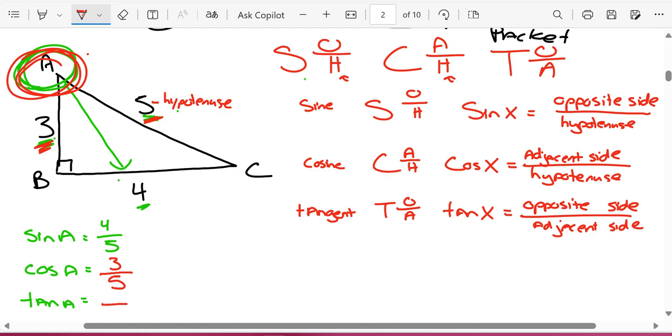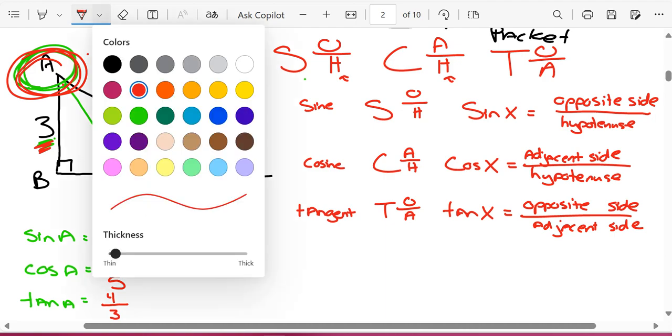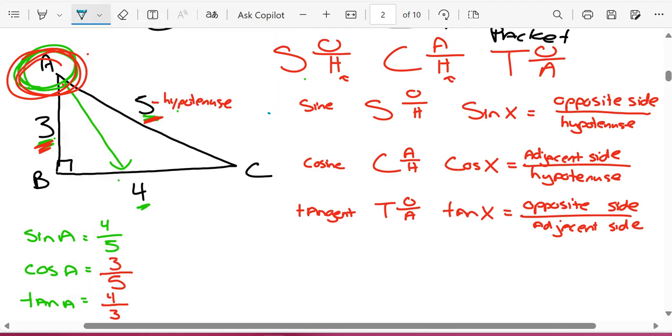And then our last trig ratio for this one, tangent of A, is opposite over adjacent. So again, opposite angle A is 4 and adjacent is 3. So these are our first 3 trig ratios we're practicing for angle A. All right, so now let's do the same things for angle C. So I'm going to do sine of C, cos of C, and tan of C.